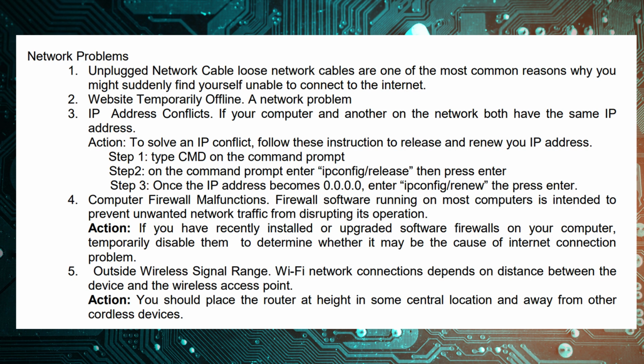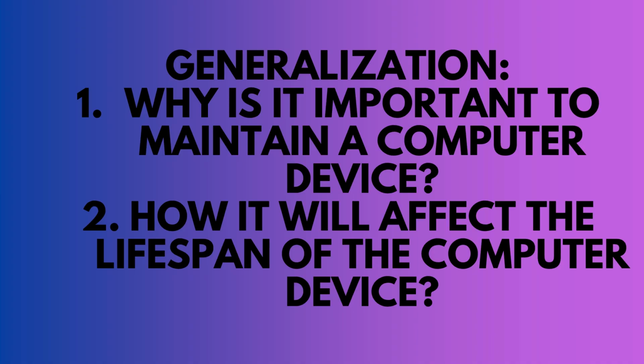Outside wireless signal range. Wi-Fi network connection depends on the distance between the device and the wireless access point. You should place the router at the height of your central location and away from other cordless devices.